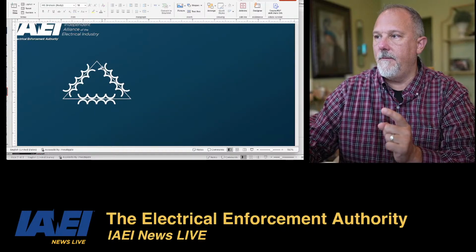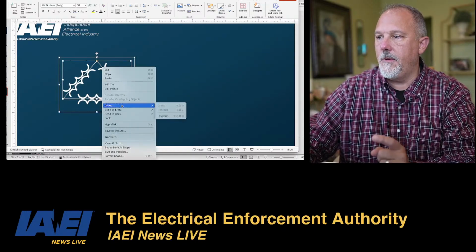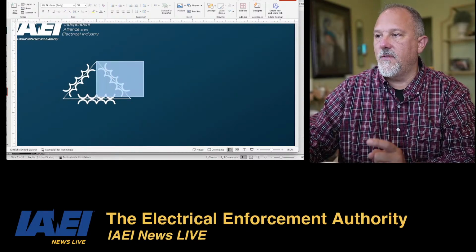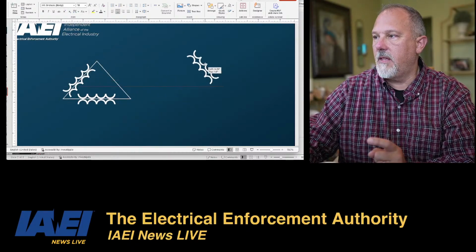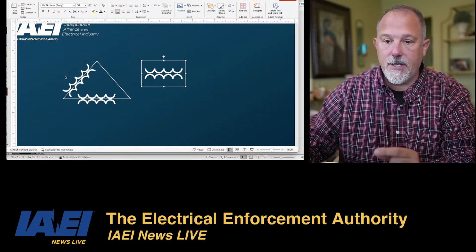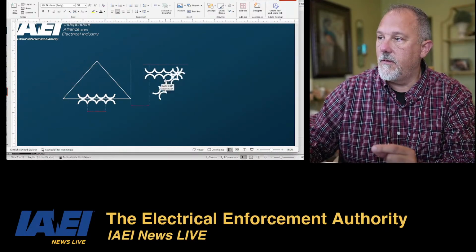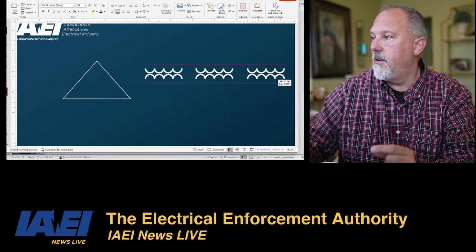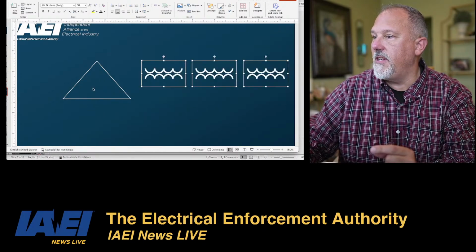Let me blow this up. Group, ungroup. So when you have a three-phase transformer, I've got three separate transformers, three separate windings: 1, 2, 3. I've got a bank of three transformers.